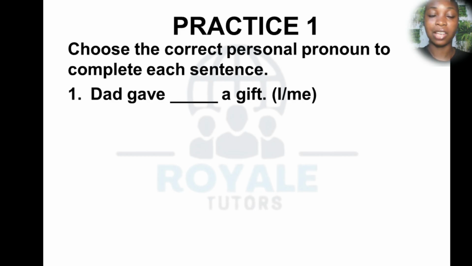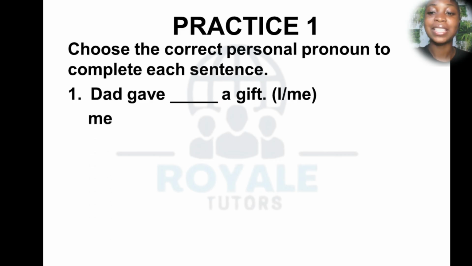Dad gave dash a gift. So in your option you have I or me. So now you have to make your decision. Is it I or me? Which I'm sure you've done. So let's see the correct answer.